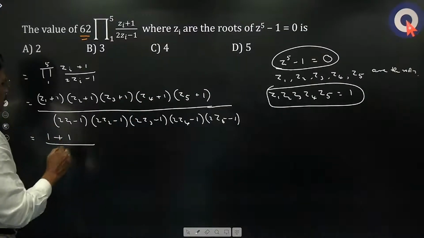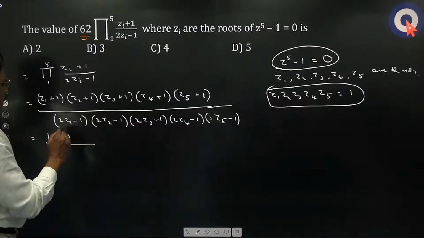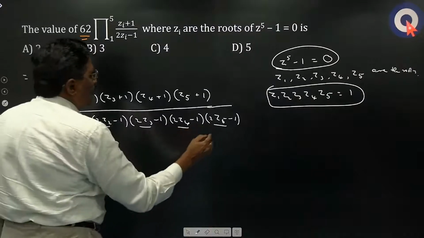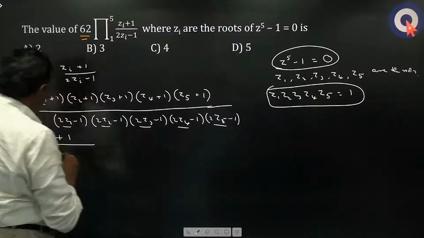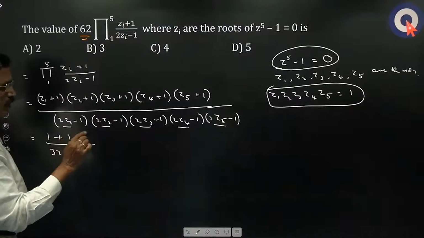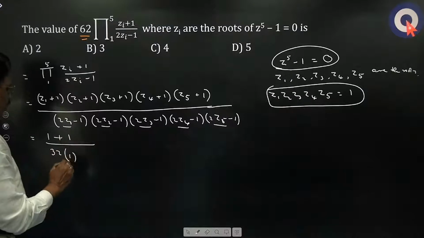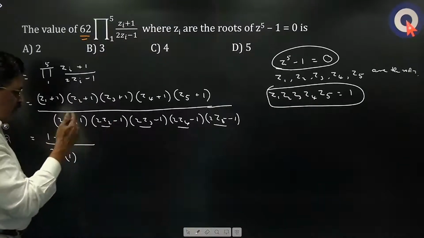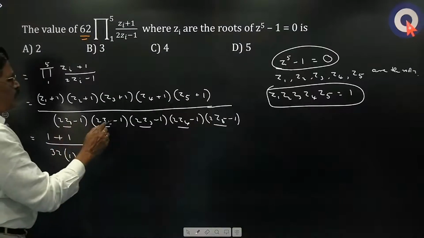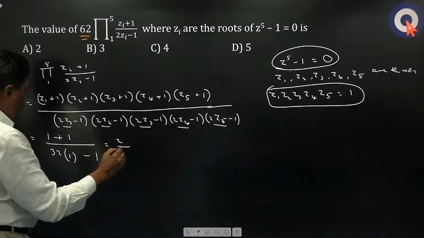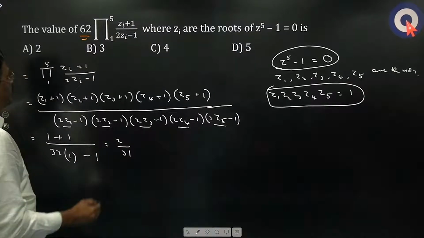So that remains. And in the denominator also the same thing here. 2z1, 2z2, 2z3, 2z4, 2z5, when you multiply them, you get 2 power 5, which is 32, times z1, z2, z3, z4, z5, which is 1, and all other sums of the products will become 0, and minus 1 multiplied 5 times, I get minus 1. So what I get is 2 by 32 minus 1, 2 by 31.